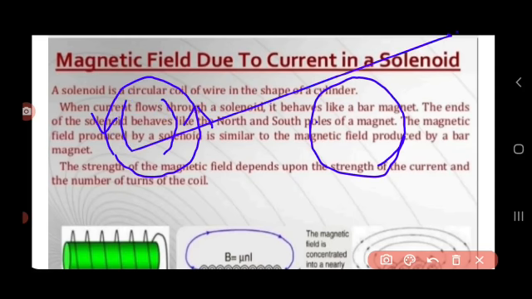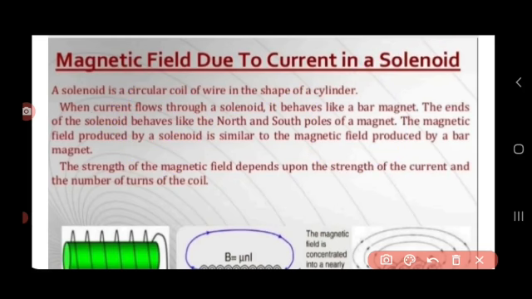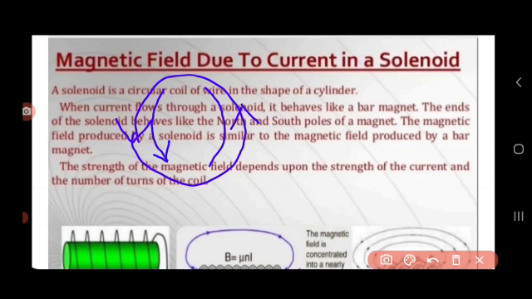So if current is anti-clockwise, then north polarity is developed. So we get the first one when current is in anti-clockwise direction.